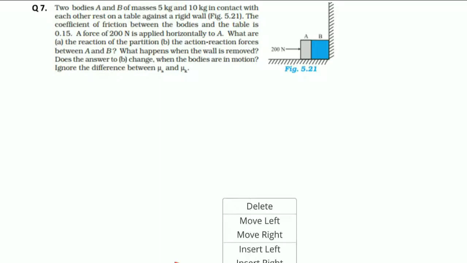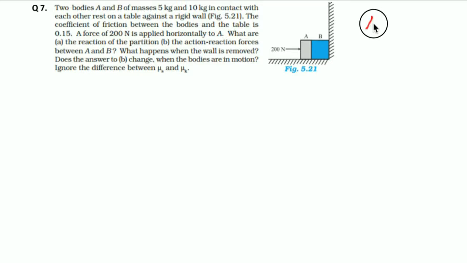Go for question number 7. Two bodies A and B of masses 5 kg and 10 kg, in contact with each other, rest on a table against a rigid wall. The coefficient of friction between the bodies and the table is 0.15, so the mu is given as 0.15. A force of 200 Newton is applied horizontally. Here they have given the force 200 on A. What is the reaction of the partition?